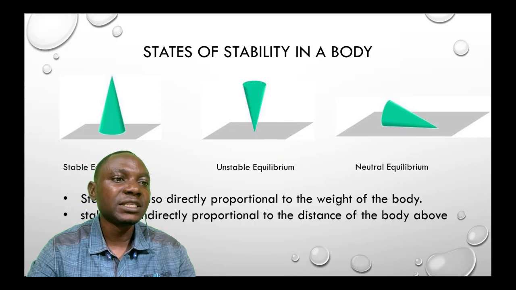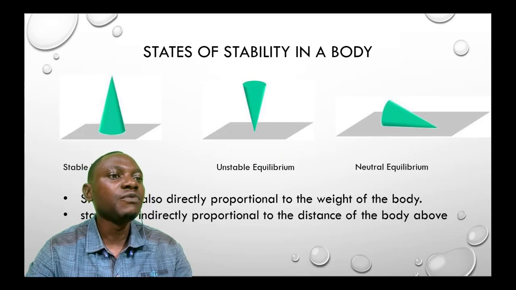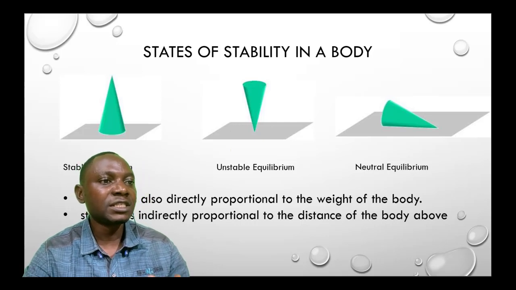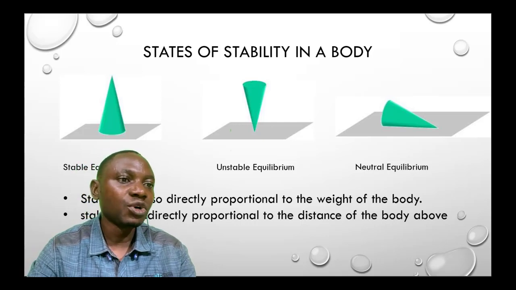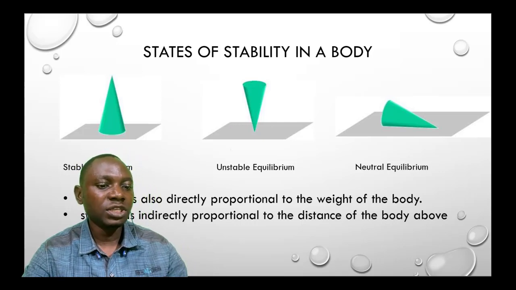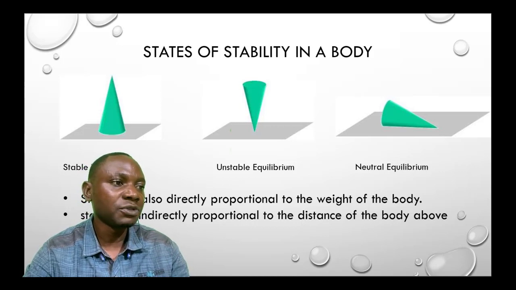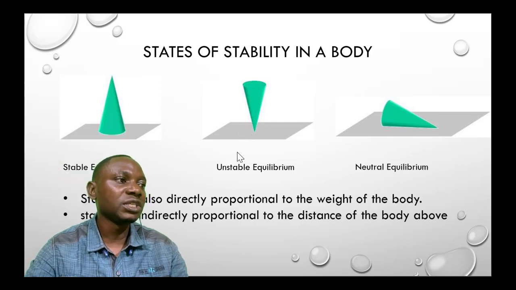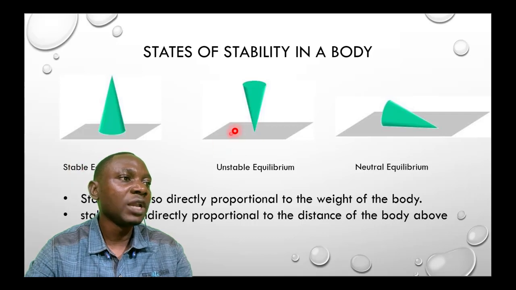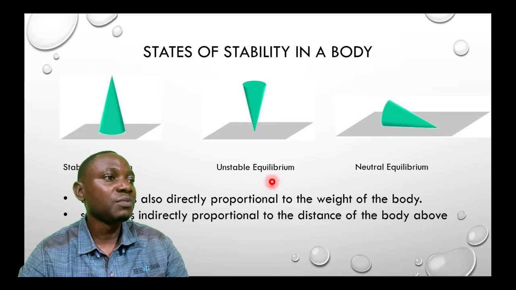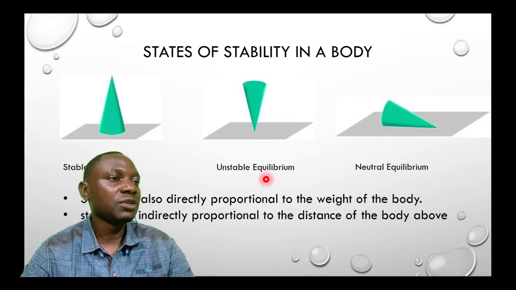And when we say the object is in a state of unstable equilibrium, what do we mean? An object is in a state of unstable equilibrium if, when it is slightly disturbed, it tilts and falls over without returning to its initial position. So when there is a force acting on the body, it will not return back to its initial position. It will fall off. And when it falls off, we say it's not in a stable equilibrium, like you are seeing on the screen.